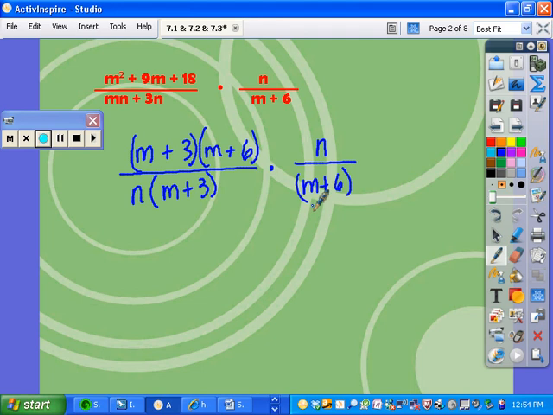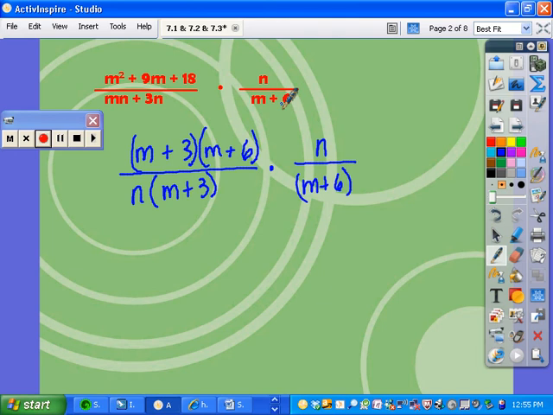Now to reduce these fractions, the key thing is when you cross things off, they have to be multiplied. So anytime you have some sort of addition or subtraction, I like to put those around in parentheses, kind of like I did this m plus 6 here. It wasn't in parentheses, but that plus sign groups those together, and I can't really separate those. So I put parentheses around it to help remind me of that. And then I can start crossing off things that are being multiplied.